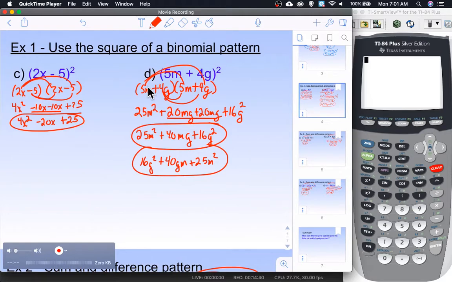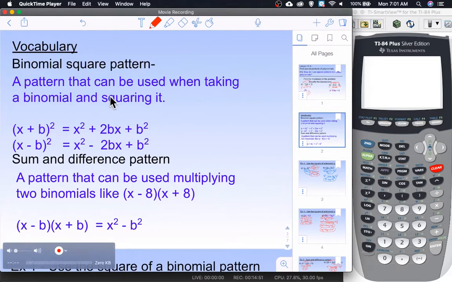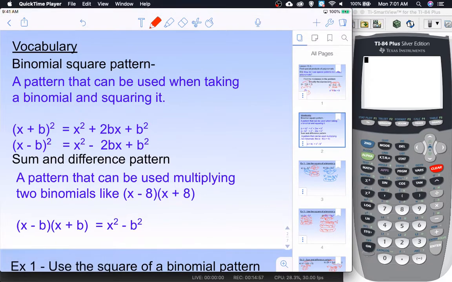If you recognize this binomial square pattern, you could shortcut the process a little bit, but I'll be honest with you, I don't think it's worth your effort trying to memorize this to save you 3 seconds on a problem. It's probably more worth your while just to get the practice of multiplying and working your way through the problem.